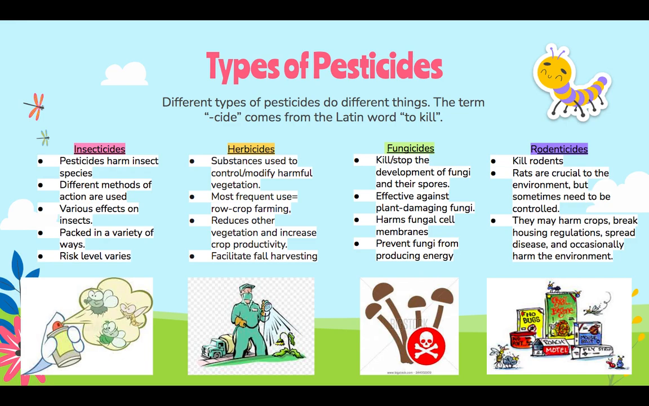Rodenticides kill rodents. Along with rats and mice, rodents also include squirrels, woodchucks, chipmunks, porcupines, etc. Even though rats are crucial to the environment, there are many occasions when they need to be controlled. They may harm crops, break housing regulations, spread disease, and occasionally harm the environment.